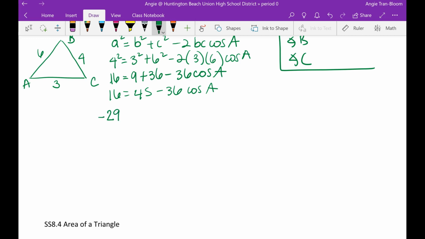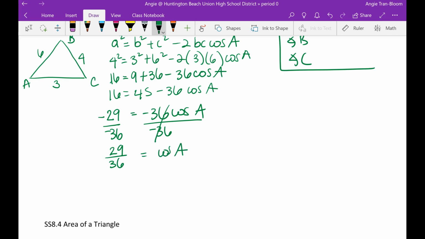And then negative, right? Okay, I want to make sure that's correct. 16 take away 45, okay, negative 29 equals negative 36 cosine of angle A. Now, what do you think you need to do next to solve for angle A? Remember, you have to isolate cosine before you can do its inverse. So divide both sides by negative 36. So this is now positive 29 over 36 equals cosine of A. Now you can compose. So cosine inverse of 29 over 36 equals angle A.